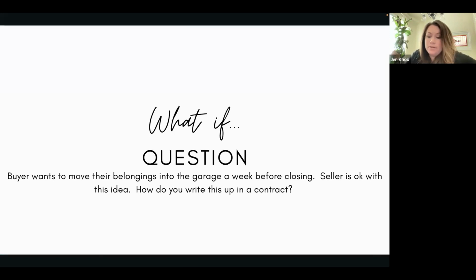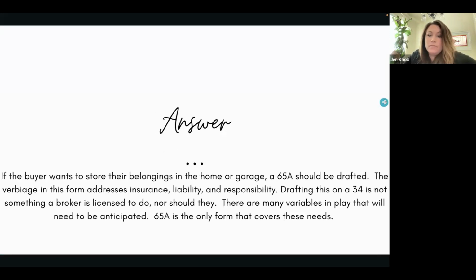I lost my cursor. There it is. So technically the right way to do this is, if the buyer wants to store their belongings in the home or garage or even part of the property, a 65A should be drafted. That's the pre-close occupancy. The verbiage in this form addresses the insurance and the liability.